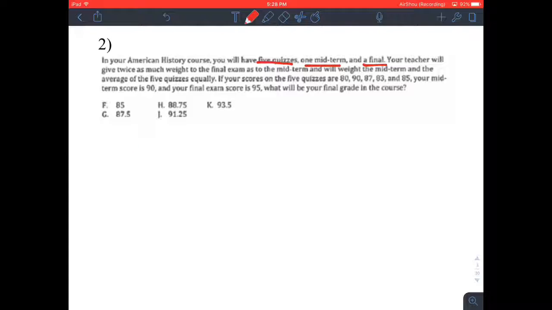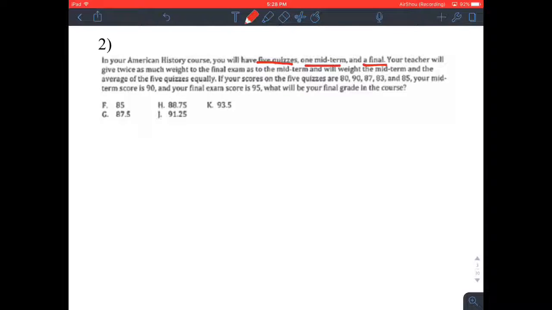So 5 quizzes is going to be equal to 1 of the midterms. And then we are going to weight the final as twice as much. So the final, we're going to count twice. Okay, so here's what that means. It's probably not a great way to write that down. Well, let's finish the question.